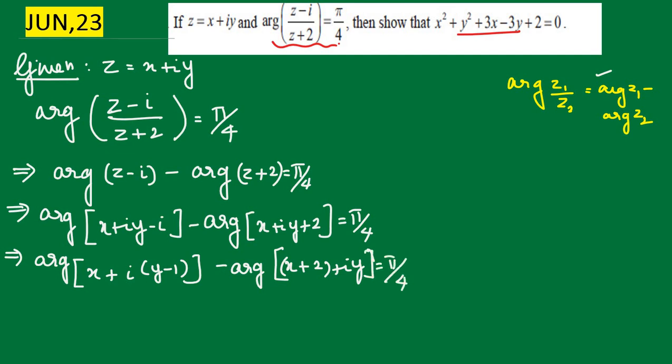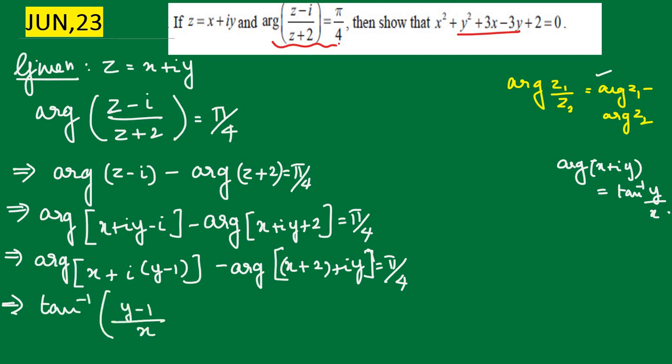Now, argument of z is nothing but tan inverse of imaginary part by real part. So, we know that argument of z, where z is equal to x plus iy, can be written as tan inverse of the imaginary part divided by the real part. So, this gives us tan inverse of the imaginary part, y minus 1, divided by x, minus tan inverse of the imaginary part, y, divided by x plus 2, is equal to pi by 4.